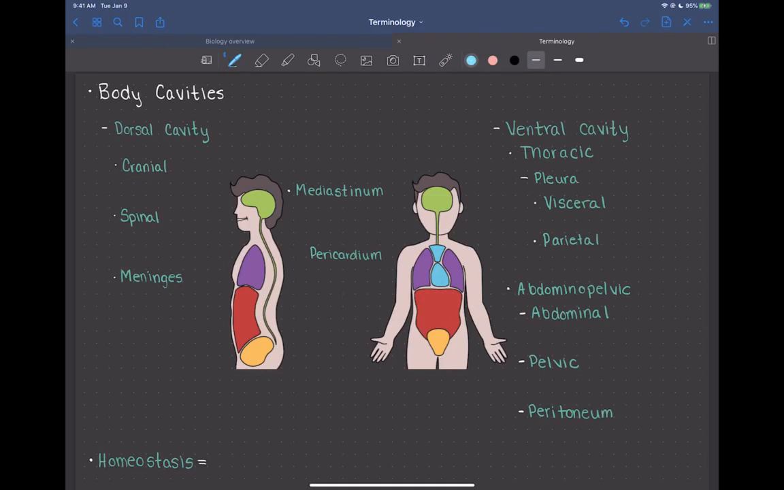The dorsal body cavity can be divided into the cranial cavity, which would be here. That would contain the brain. You can kind of see that even just based on its shape. And then we have the spinal body cavity, which would go all the way down, and that would contain the spinal cord.